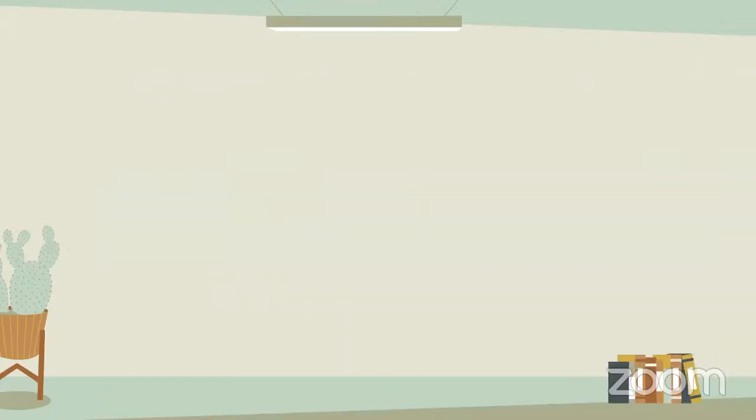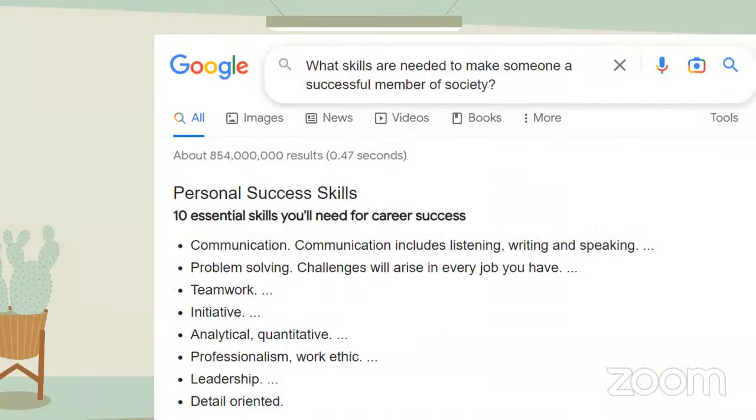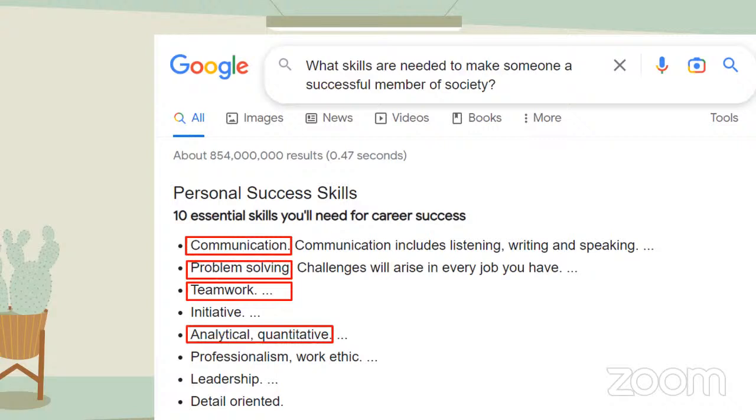But at the same time too, it was quite intriguing that I had to ask a follow-up question. What skills are needed to make someone a successful member of society? And this list came up, and it's quite intriguing how there are some elements of this list that align carefully with something that we are quite accustomed to. It talks about communication, being able to problem solve, being able to work as a team, so you're going to collaborate, and then being able also to think analytically and quantitatively. And this caused me to reflect carefully on what we are now doing in education.